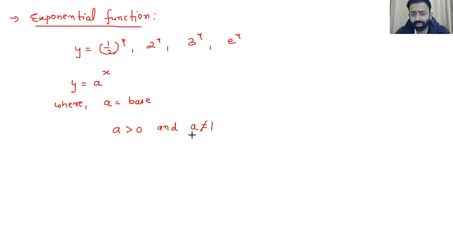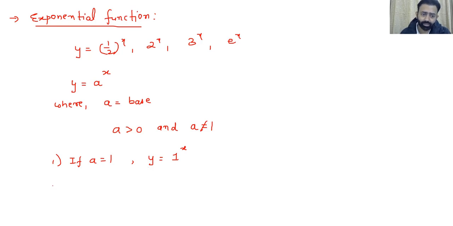By simple logic, for condition 1, if a is equal to 1, then our function y will be of the type 1 raised to power x. And as we know, whatever the value of the exponent, this function will always give you the value of 1. So we cannot call this an exponential function. So the value of a cannot be equal to 1. This is our first condition, right?